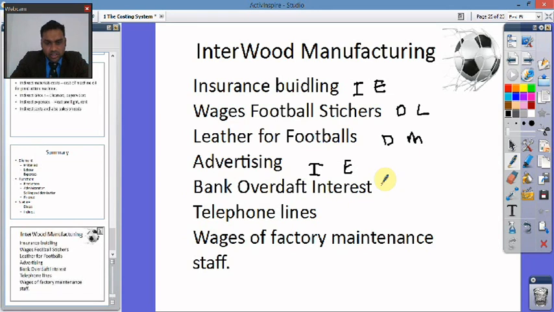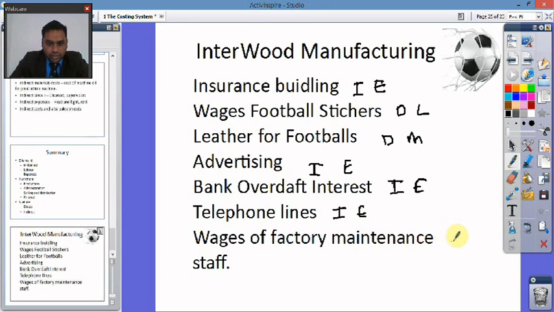Bank overdraft interest. Well, this is a finance cost, so we're looking at paying it here. So this will be an indirect expense. It's an expense because it's not direct labour or direct materials, and it's indirect because it's not going to change with each unit. Telephone lines is an overhead normally, so that will be an expense, and it's indirect because it's not going to be affected by how many units you produce. It's not going to be directly attributable to each unit that you produce.